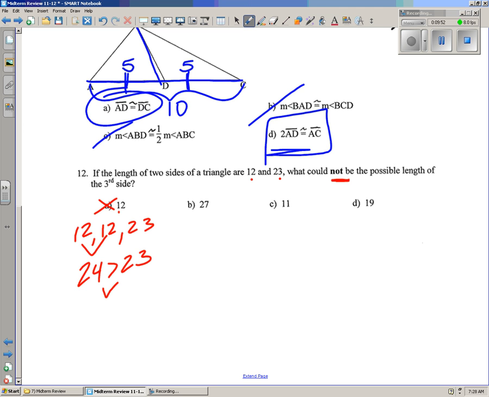Now, if I had 27, my sides in order would be 12, 23, 27. Add up 12 and 23, you get 35. 35 beats the 27. That triangle works, not the answer.